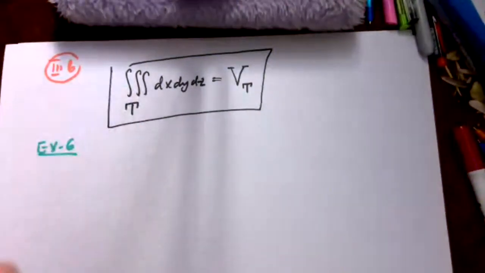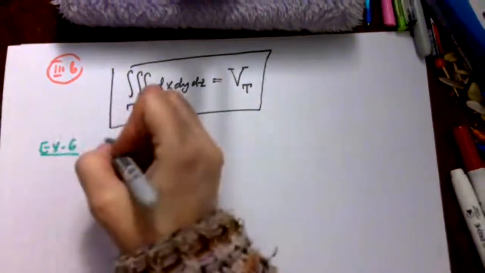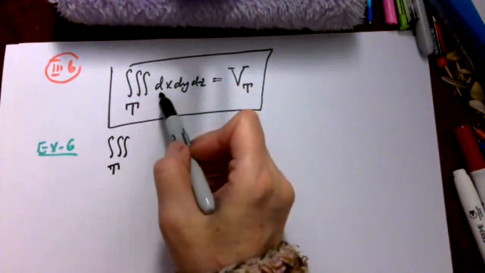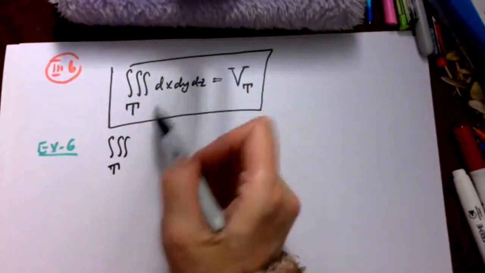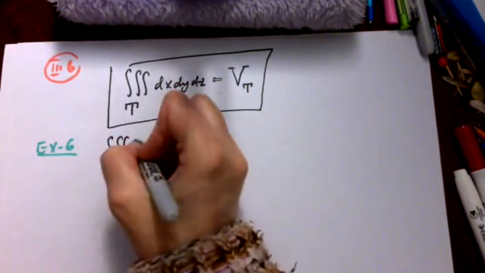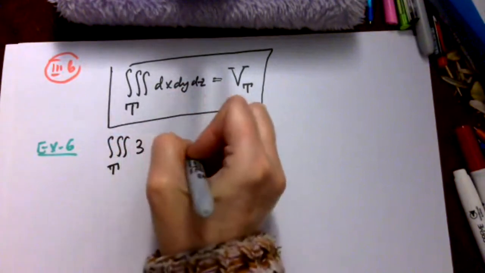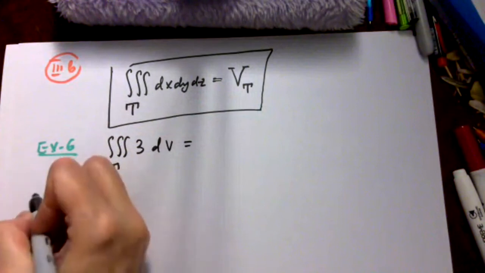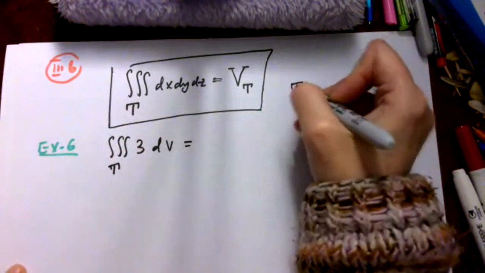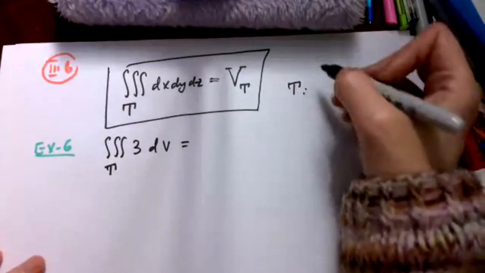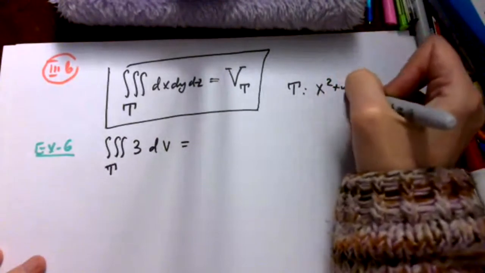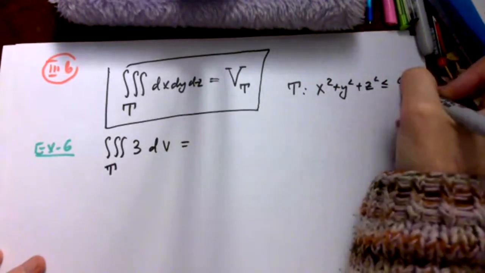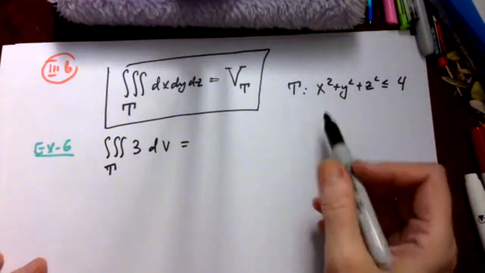Exercise 6. Let's imagine that we are given an integral. As I said before, it's not necessary to write dx, dy, dz. Sometimes we write something like dv. Let's write 3 dv, just for a change, just for variety. And your region, 3D region, is determined by this inequality: x squared plus y squared plus z squared is less than or equal to 4.